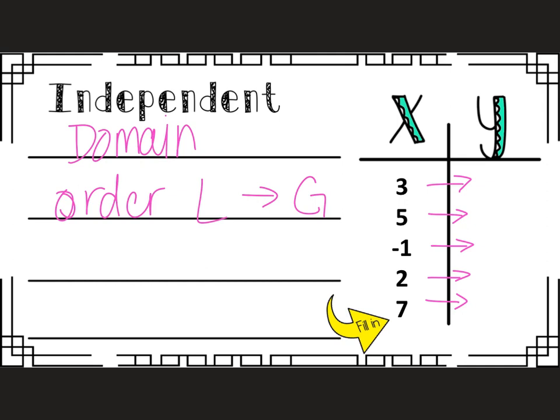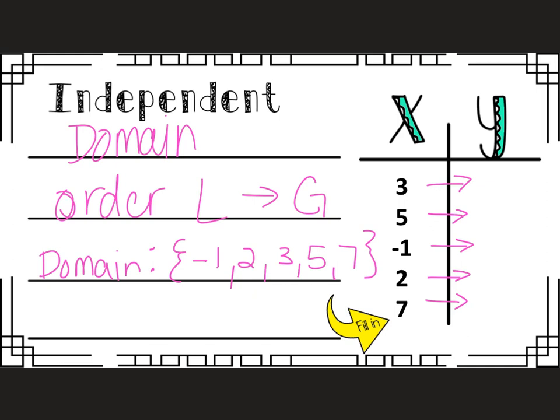And so when we list our domain, we can write it this way. We can say domain. We start with the colon, and then we create these fun little brackets, and we list them in order from least to greatest. So in this case, it'd be -1, 2, 3, 5, and 7, and then we close it with a bracket. I know my brackets are not glorious. So these are our domain values.